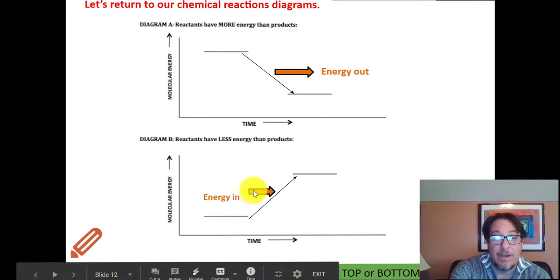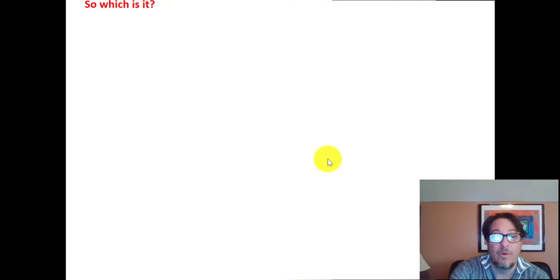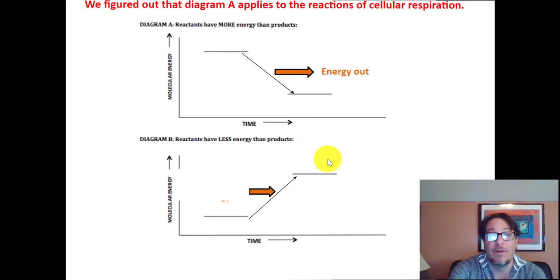In this other one, you have energy going into the reactants and turning them into high energy products, from low energy reactants to high energy products. So which one of those is it? Well, let's have a look at this one.